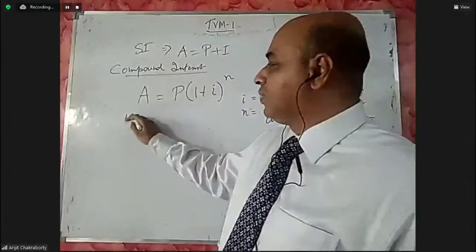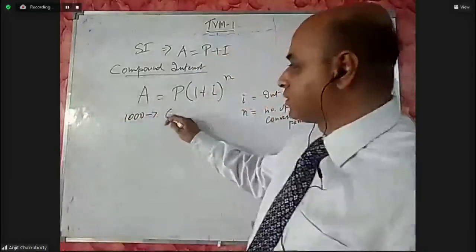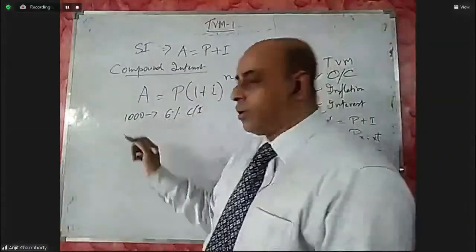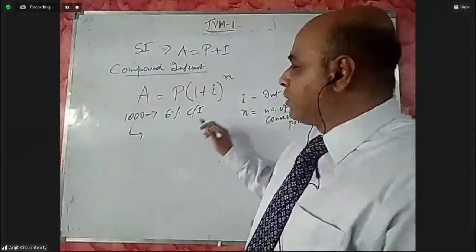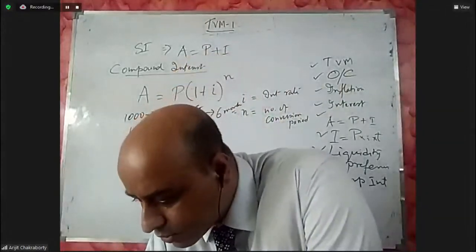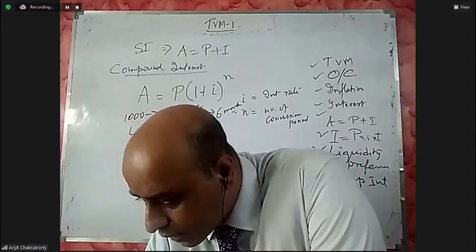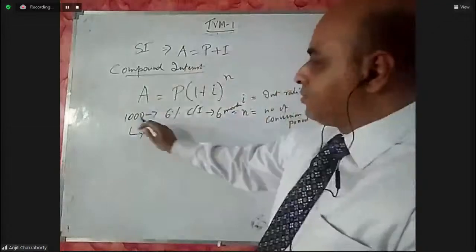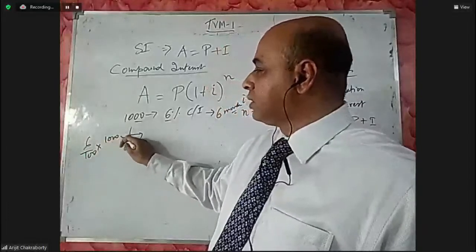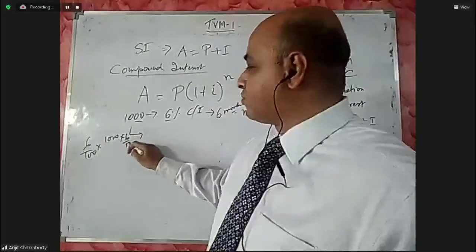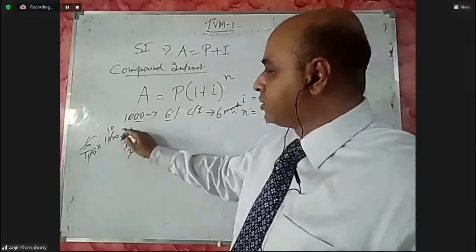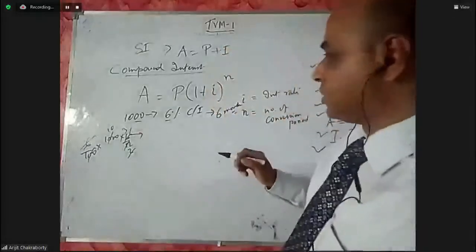So say I have 1,000 rupees. I put 1,000 rupees at the rate of 6%. This is compound interest, CI. Say the compounding is done every 6 months. The calculation will be like this: 1,000 rupees, 6%. So the interest is 6 by 100 into 1,000 into 6 months. 6 months means 6 by 12.